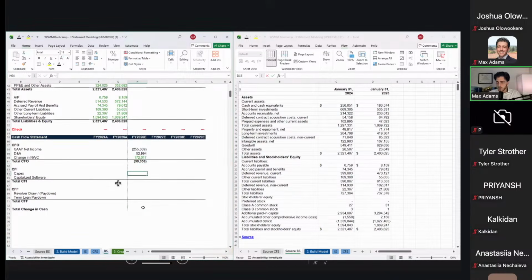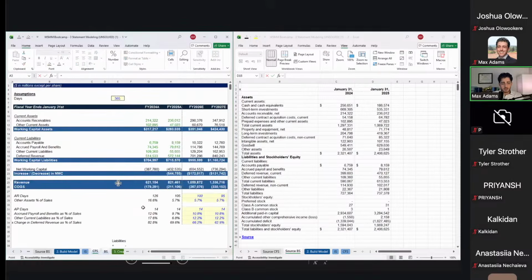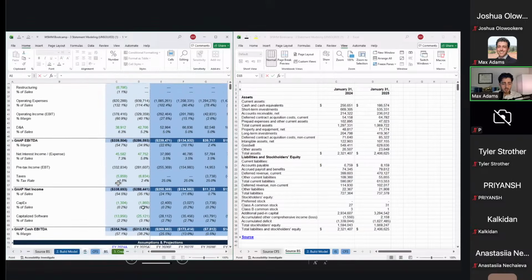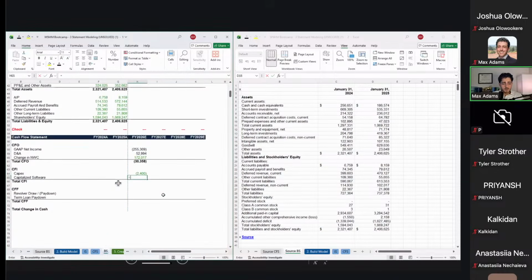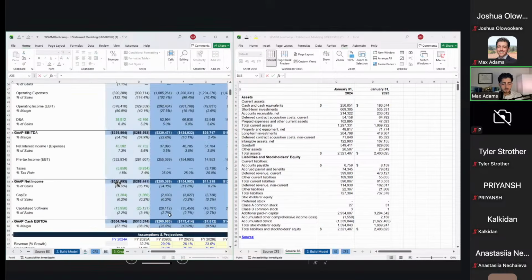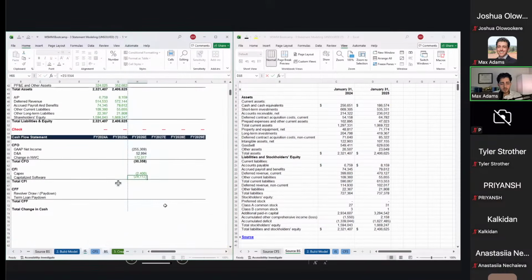Now, next up, we've got the cash from investing. The cash from investing is going to be composed of the CapEx, which, I believe, we've got over on the income statement. Remember how we calculated the CapEx over here? And then we've got the capitalized software, which again is going to come up there. We're just piecing together all the stuff that we've already projected elsewhere, and that's going to be our cash from investing. So we spent a bunch of money on CapEx and capitalized software.